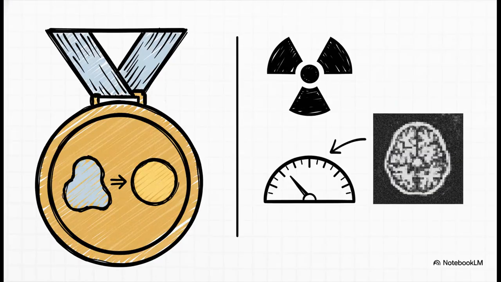This method was fast, it was effective, and it absolutely dominated CT imaging for years. It was the gold standard. But as doctors pushed to use lower and lower radiation doses to protect patients, a critical weakness of FBP started to show. It's very, very sensitive to noise.